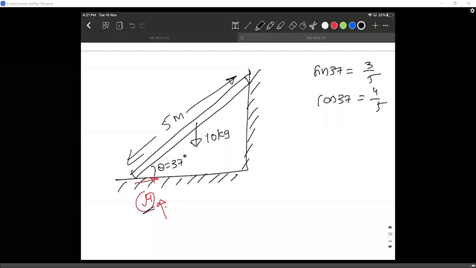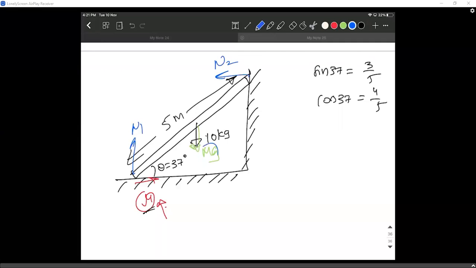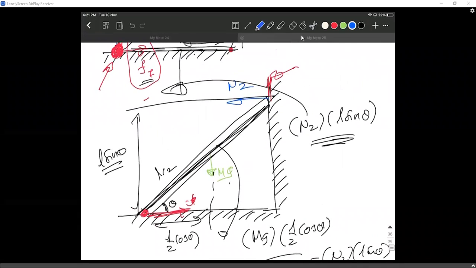It's very simple, right? The problem is very simple. All you have to take is mg, N1, N2, and write the values: mg equals N1, F1 equals N2, and write the torques because of mg and N2, and that's all. This is an easy way to do this problem. It's not that difficult.